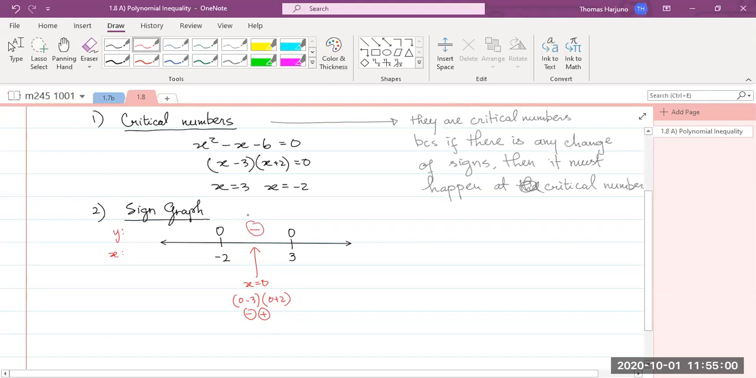Can you follow me so far? I kind of don't understand what you're saying. I'm saying you pick a number from this interval. Any number is fine. Then plug this number into the factorized form. So I plug in x equals 0, 0 minus 3, 0 plus 2. Now 0 minus 3 is negative, 0 plus 2 is positive. Now negative times positive is negative.